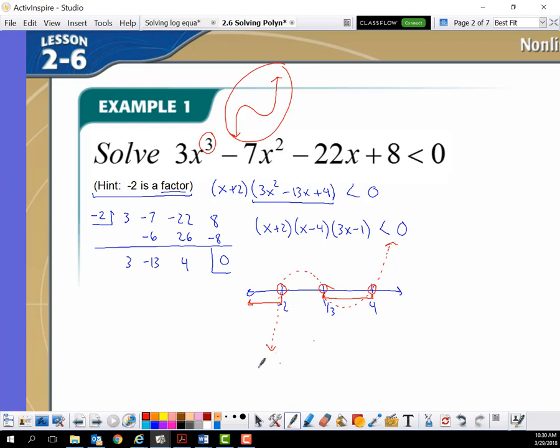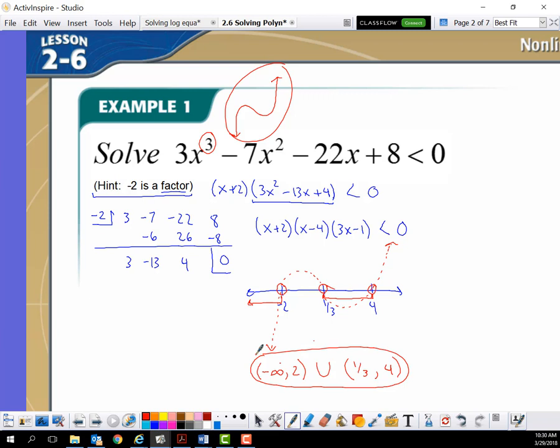So this first part will go from left to right. We go from negative infinity all the way up to -2. And make sure you use a parenthesis because you have an open circle. And that's going to be the union of 1/3 to 4. Again, please use a parenthesis there. Let me clean this up. Please use parentheses there because you cannot use any of those x-intercepts because it's not or equal to. So this is what your answer would look like.